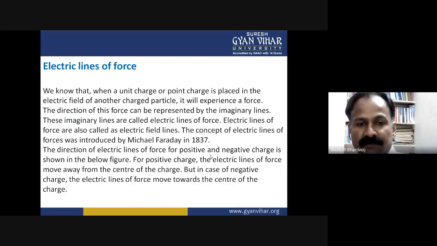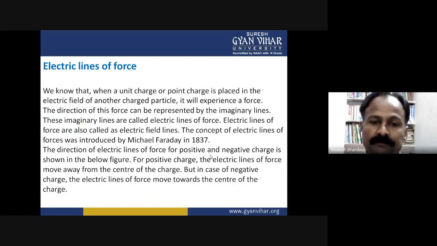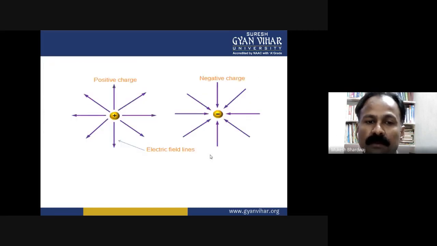The direction of electric lines of force from positive and negative charge is shown in the below figure. For positive charge, the electric lines of force move away from the center of the charge, but in the case of negative charge, the electric line of force moves towards the center of the charge. The diagrammatic representation of electric line of force, in the case of positive charge, it is moving outward, and in the case of negative charge, it is moving inward and perpendicular to the charge.